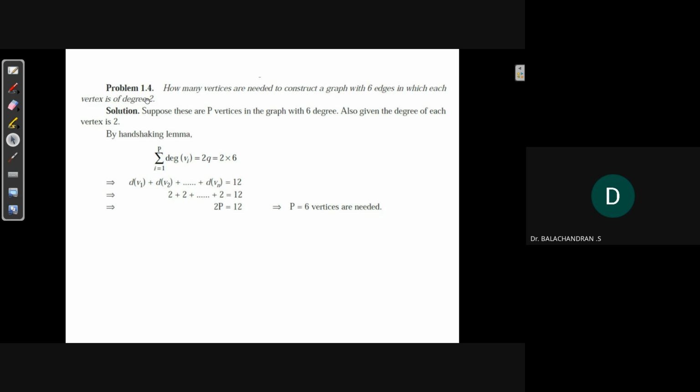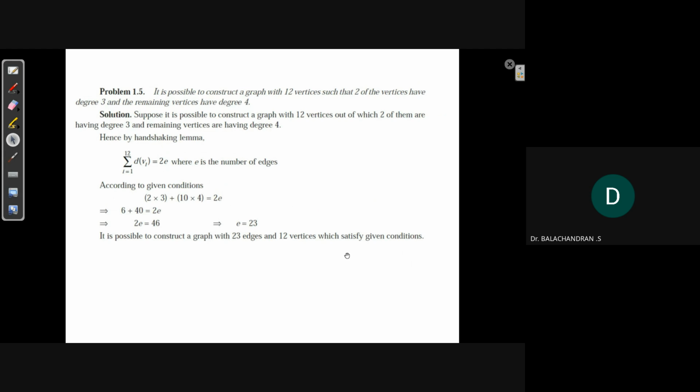Here it is given what? 2. So I'll add 2, 2, 2, 2 equal to what? 12. How many times? p times. So 2p times means 2p equal to 12. So p equal to what? 6. So we need 6 vertices to draw this graph.